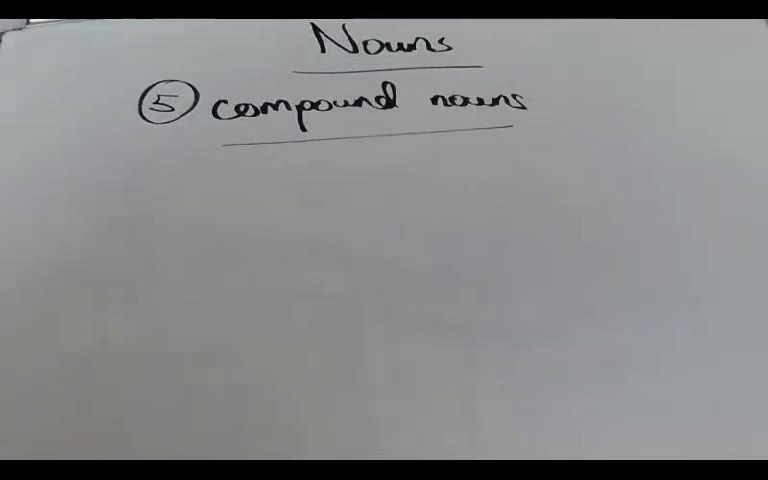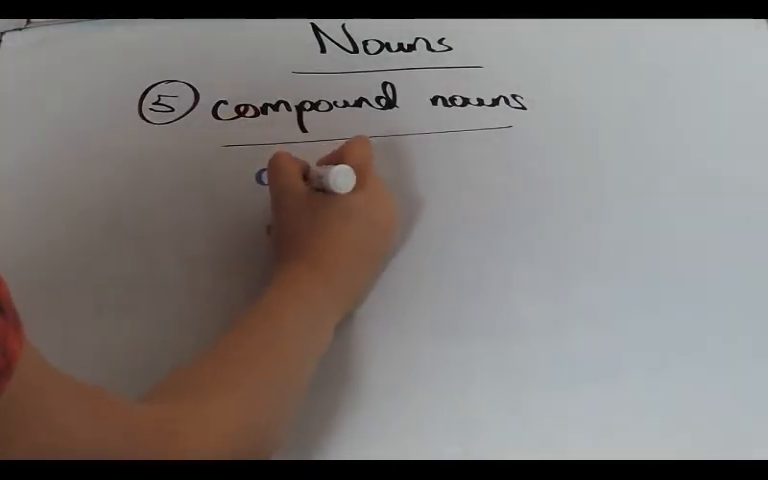Number 5, compound nouns. A compound noun is a noun that consists of 2 or more words that together name a person, a place, a thing, or an idea. Compound means more than one. Okay, so a compound noun means more than one. Let's take an example. Let's take airplane.